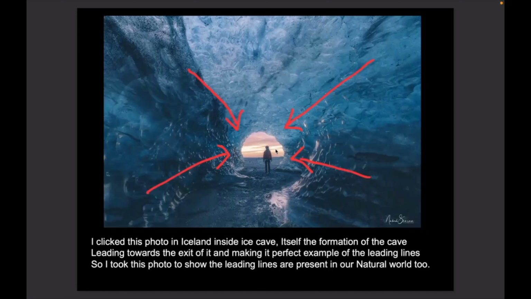Like I said, sometimes the lines are obvious and sometimes lines are implied. Some lines are diagonal, some lines are wavy, some lines are straightforward as well. But it's up to the photographer how he or she wants to represent these leading lines.